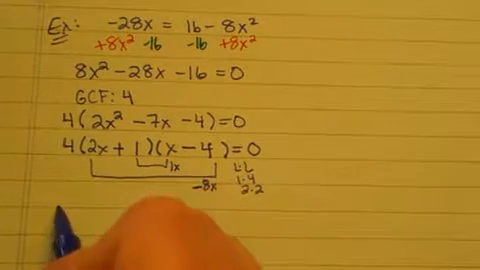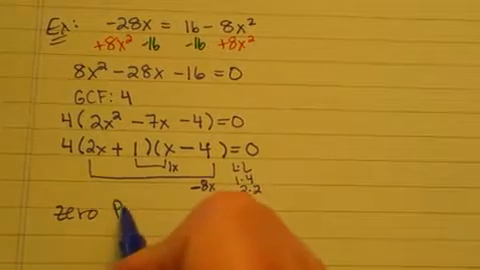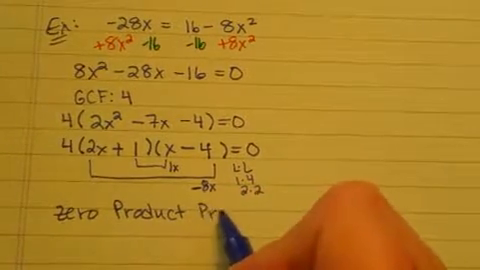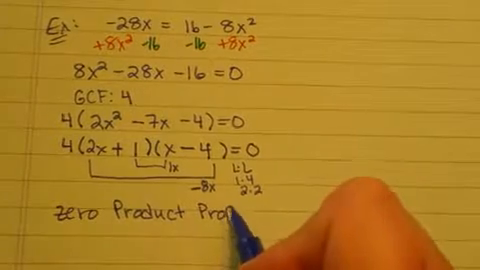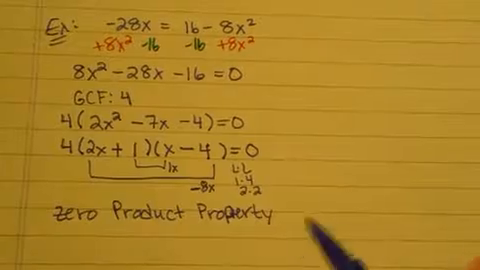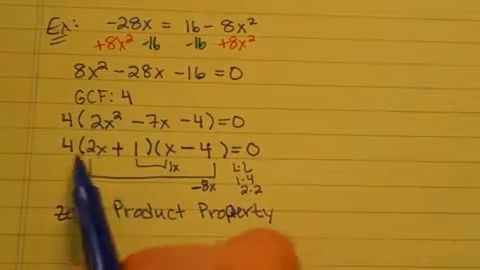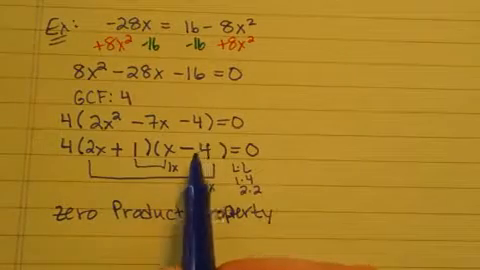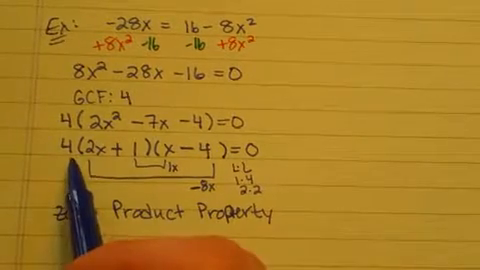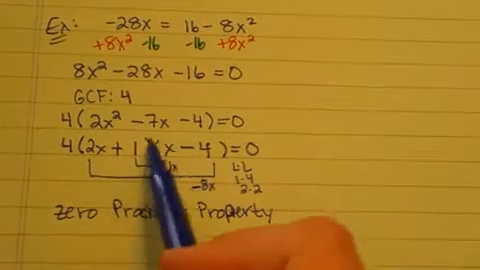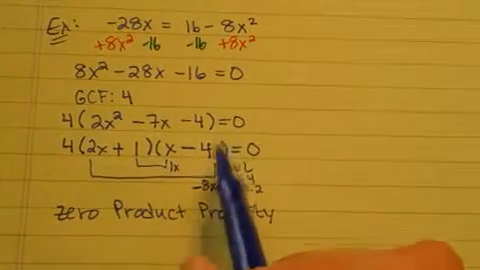The next step in solving by factoring, after I have it factored, I'm going to use the zero product property that says when I have a product whose result is 0, then one of the factors that are multiplied has to equal 0. So if I look at this equation, I actually have 1, 2, 3 factors. Remember, a factor is something that's being multiplied. So I have 4 times the parenthesis 2x plus 1 times the parenthesis x minus 4.